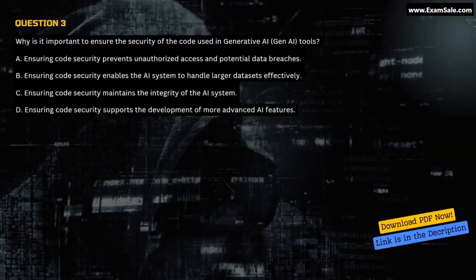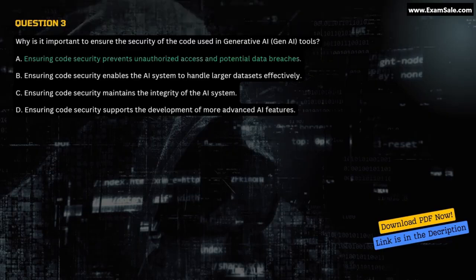Question 3. Why is it important to ensure the security of the code used in generative AI, Gen AI tools? A. Ensuring code security prevents unauthorized access and potential data breaches. B. Ensuring code security enables the AI system to handle larger datasets effectively. C. Ensuring code security maintains the integrity of the AI system. D. Ensuring code security supports the development of more advanced AI features. Correct answer A. Ensuring code security prevents unauthorized access and potential data breaches.